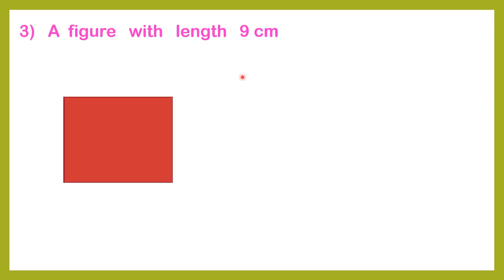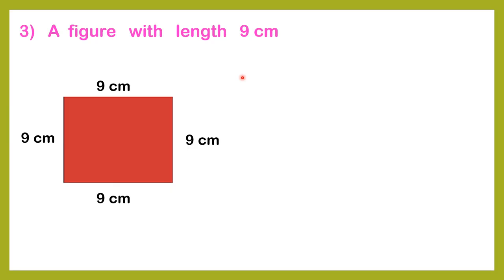Let me finish off with one more example. A figure with length 9 centimeter. Now here they have given you only one length. So which figure is it? Yes, it's a square, because a square has all the 4 sides equal. So I can put the same measures everywhere. 9 centimeter, 9 centimeter, 9 centimeter, 9 centimeter.